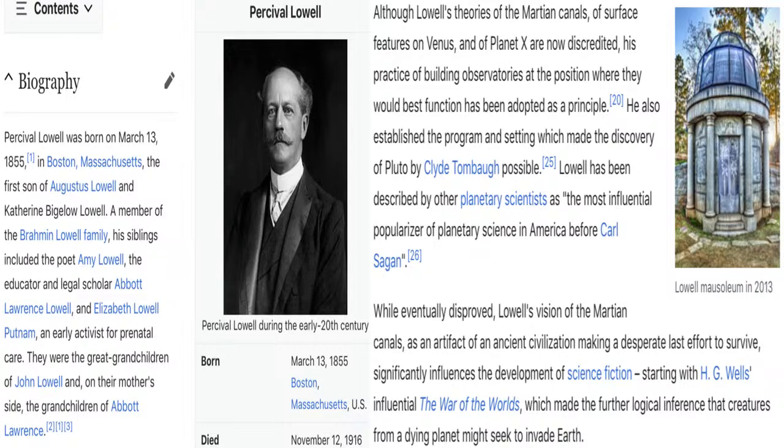Starting with H.G. Wells' influential The War of the Worlds, which made the further logical inference that creatures from a dying planet might seek to invade Earth. Dying planets, the world of the... Did y'all see The War of the Worlds? Y'all might want to go check that out.